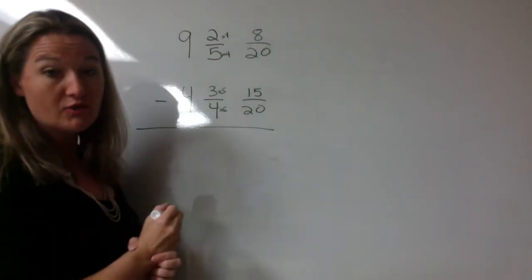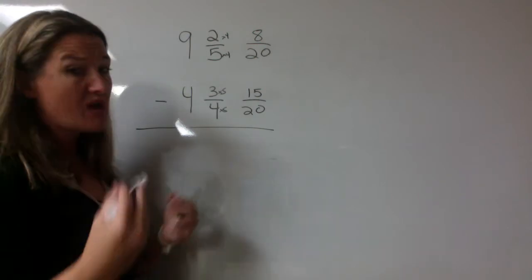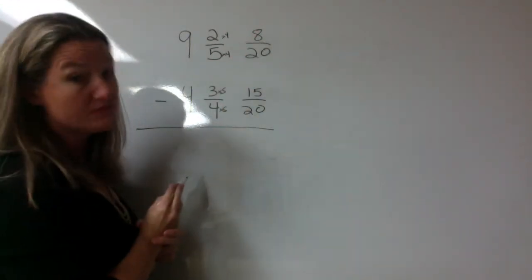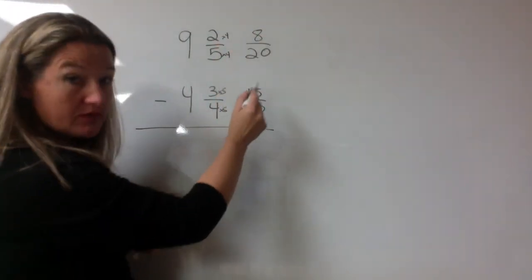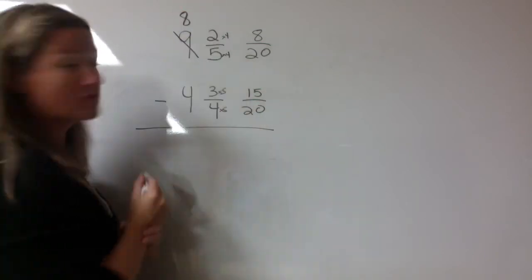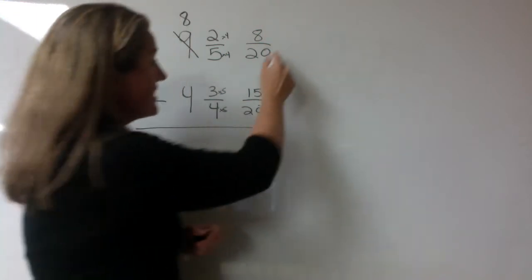Okay, so now I've written the fractions with the common denominator. But now we've run into that problem. I got to pull 15 from this 8. Can I do that? No. Okay, so this is where we need to regroup. So we need to borrow 1 whole from the 9. Okay, so the 9 becomes an 8. Now we're pulling that 1 whole to add to the 8/20.